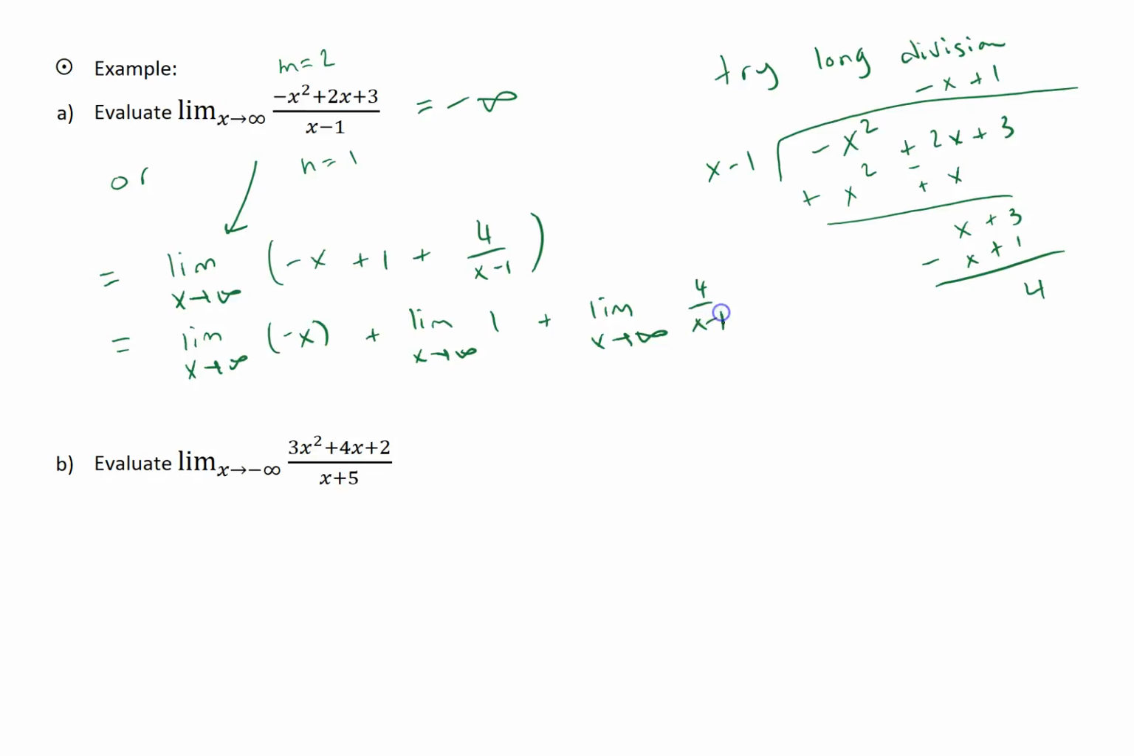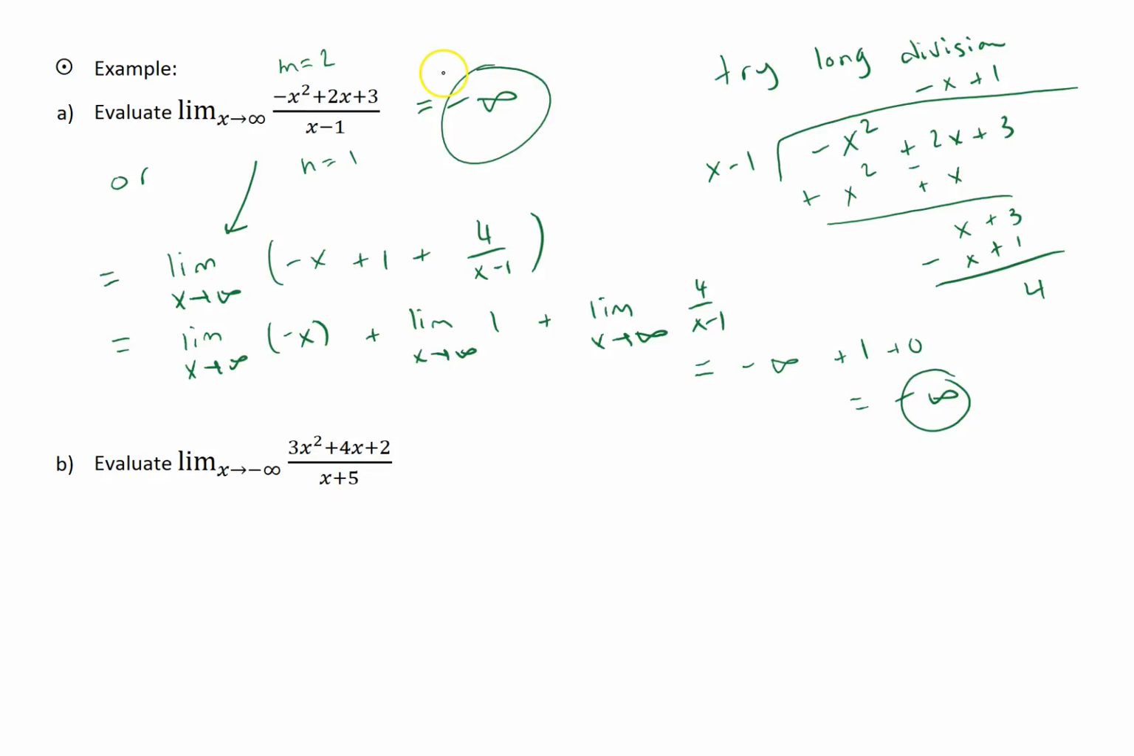This isn't exactly a c over x, but you can see if you take infinity and subtract 1, you've still got an infinitely large number. If you divide 4 by it, that's going to be a really tiny fraction. So this ends up being negative infinity plus 1 plus 0, or negative infinity. So that's another way that you could go through that.